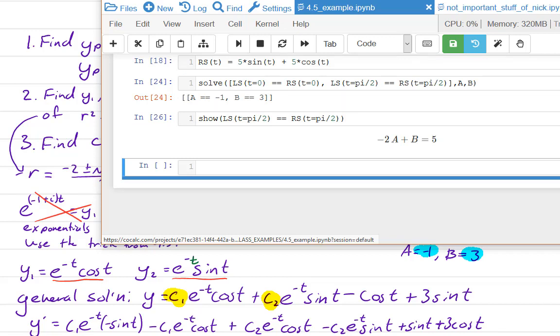So plugging in t equals 0 and t equals pi over 2 is essentially making it so, well, t equals 0 makes the sine of 0 part 0, and that's the first equation that gives you the coefficients of cosine. And plugging in pi over 2 makes it so cosine is 0, and we're just getting the coefficients of sine. Anyway, solving that system also gives you a equals negative 1 and b equals 3.